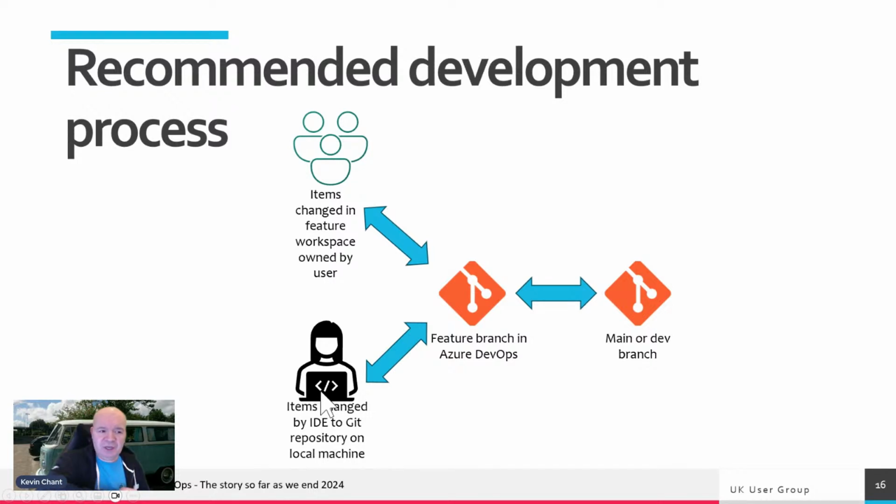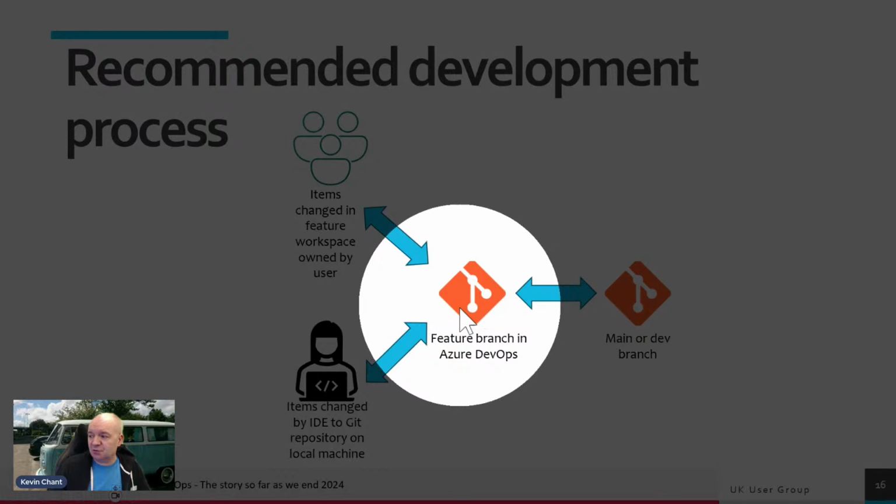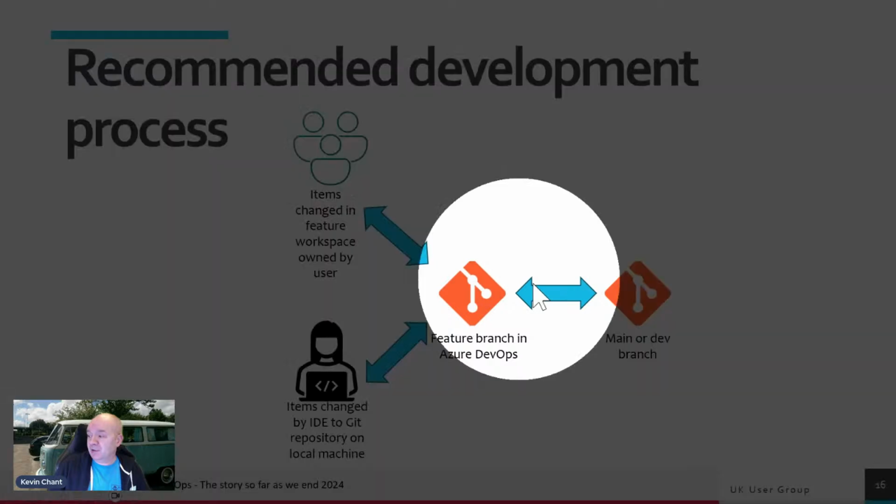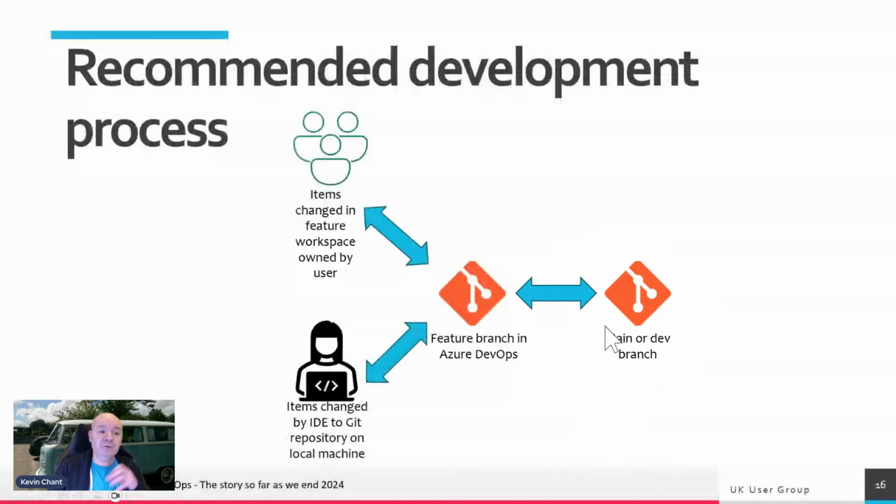Then you save your changes and you synchronize them to your feature branch that you've got stored in Azure DevOps. More precisely, the feature branch that you've got in the Azure Repos service. And then from there, synchronize it to your main or dev branch, depending on your deployment strategy, like I was saying when I was answering the question earlier.